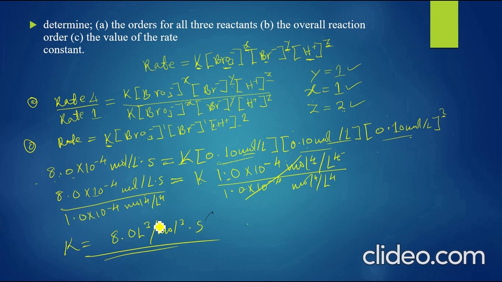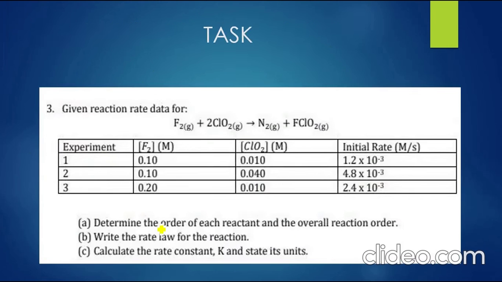So, I'm sure you're clear on that one. And then this is your task. This is part of your tutorial sheet question, question number 3. You can determine the order of each reactant and the overall reaction order, and after that you can also write the rate law for the reaction, and after that you can also determine the rate constant K and state its units, as simple as that.